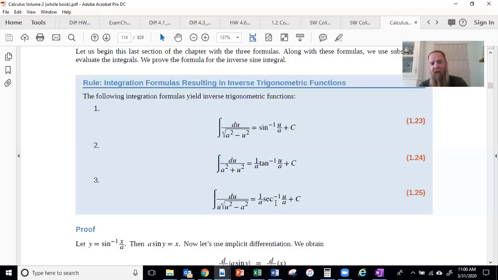Now what's interesting is that this is the first page of section 1.7 in your book, and I don't see cosecant inverse, cotangent inverse, or cosine inverse. Why is that? Because those are just negatives. The only time we ever get cosine inverse, cotangent inverse, or cosecant inverse is if we saw a negative up top.